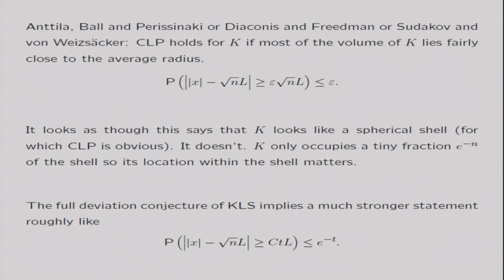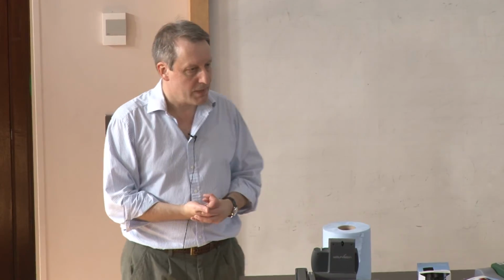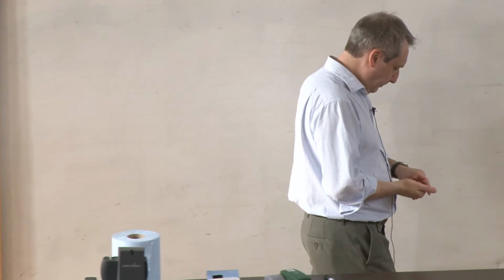And as I mentioned, the deviation conjecture of KLS, Lovász and Simonovits, is actually much, much, much stronger than the hypothesis we're making here, this shell hypothesis that we need. In other words, KLS certainly implies the central limit problem. But by a huge margin. It's much stronger than you need. So that's one of the relationships between these three conjectures.